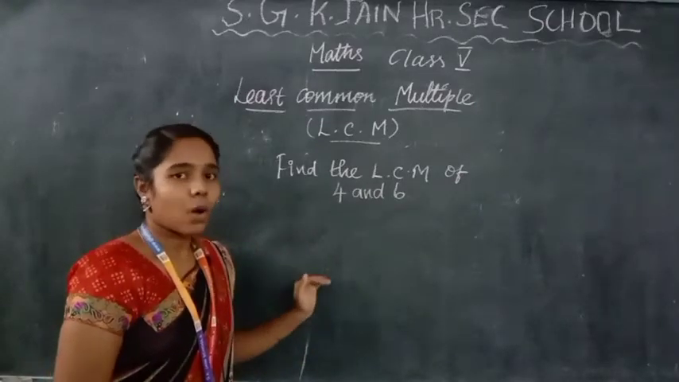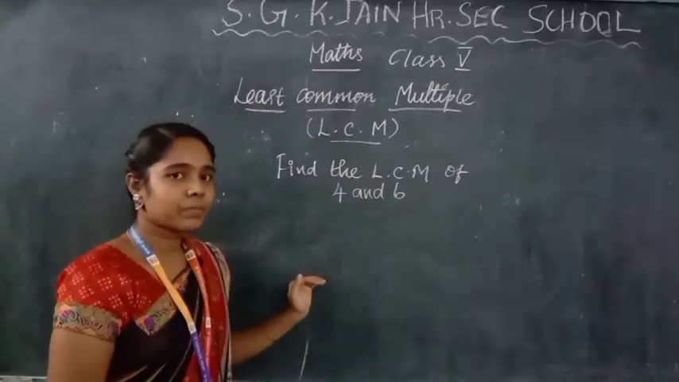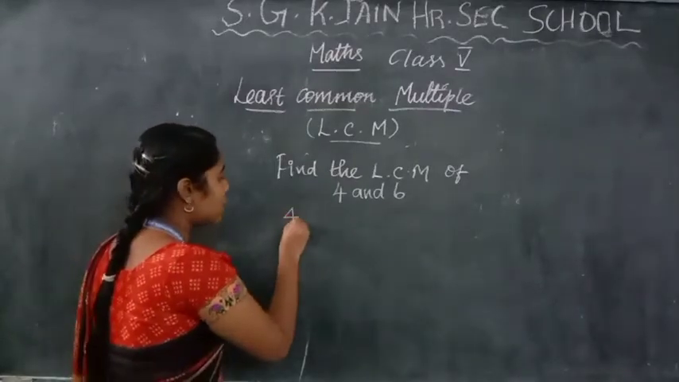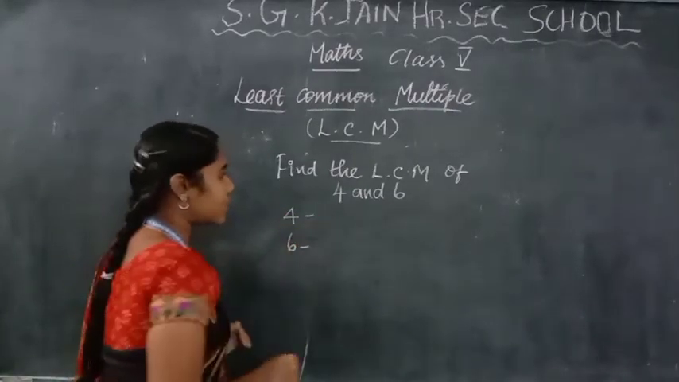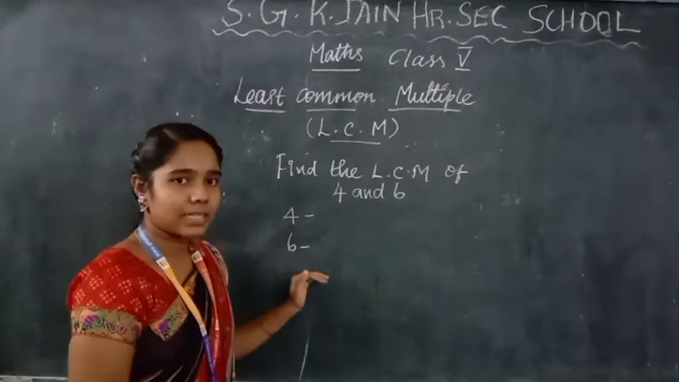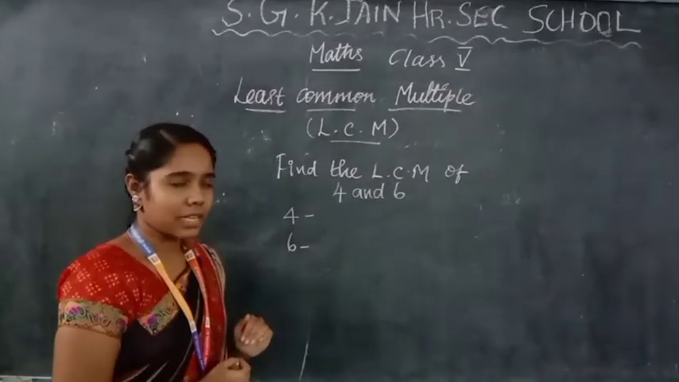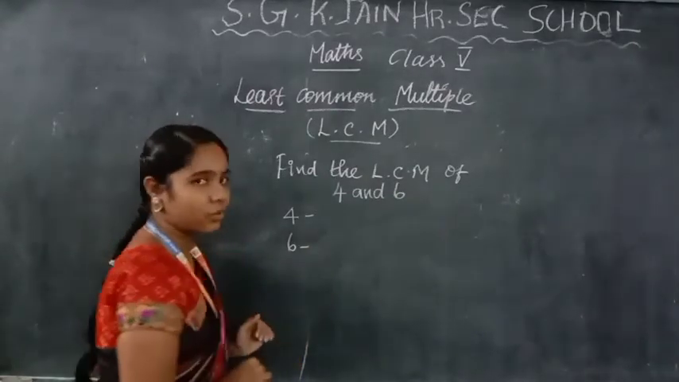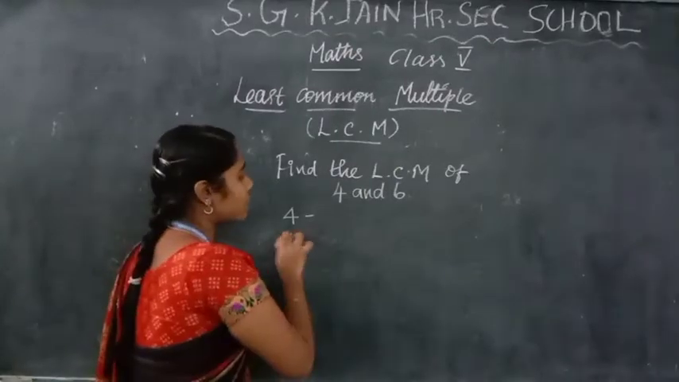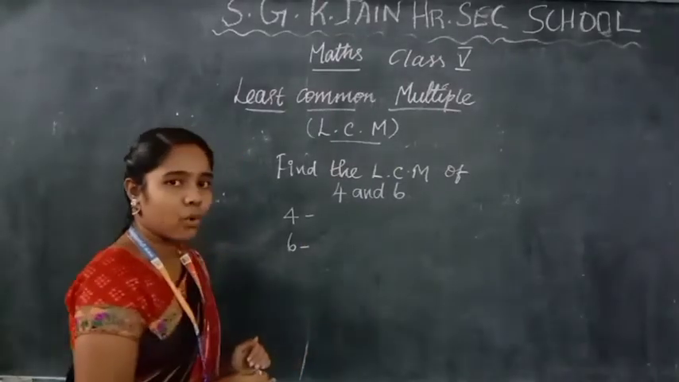So in that also, what is the first step? Yes, we have to find the common multiples first. This is one method to find the LCM. The other method I will teach you later. This is the first method to find the LCM. So first we have to write the multiples of 4 and 6.